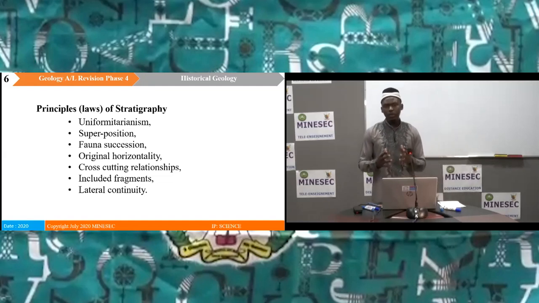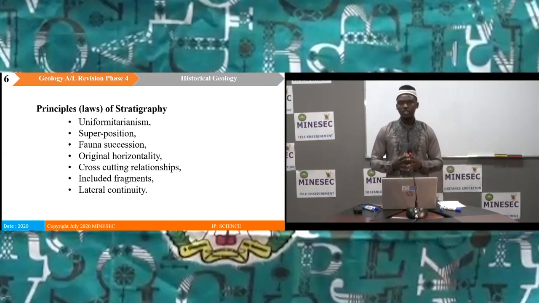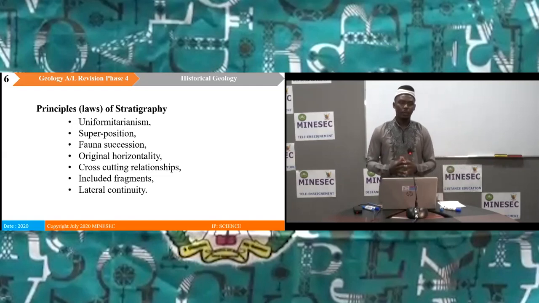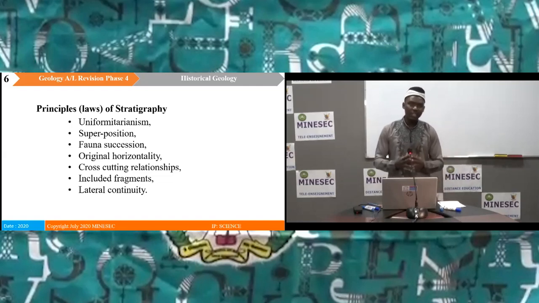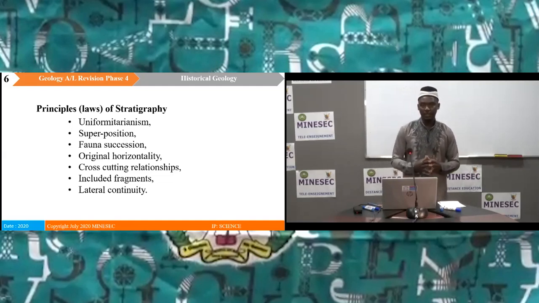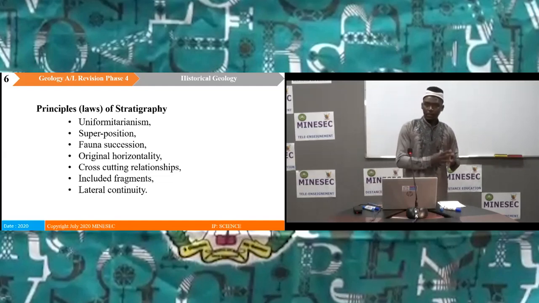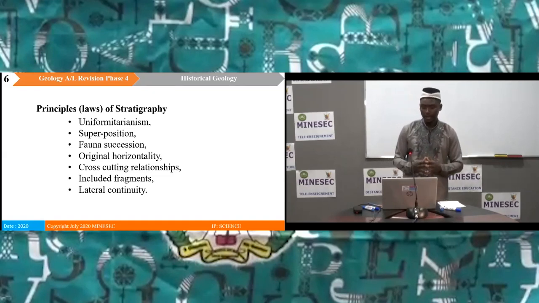The principle of uniformitarianism is the main principle through which geologists carry out their study of the Earth. This principle states that processes that have operated in the past or processes that are operating today operate the same way as those that did in the past. In summary, the present is the key to the past. It means we study processes of present day, then we link it to those of the past.